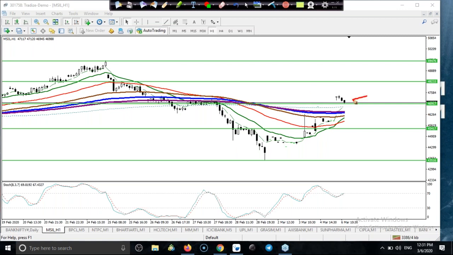First we have seen there is a buy opportunity above 4, 6, 9, 1, 7. There is a buy opportunity. Next, if price retraces again, there will be another buy opportunity around 4, 5, 4, 1, 7. Once again, if price breaks this level around 4, 8, 2, 3, that will be another buy opportunity. So we have seen there are 3 buy opportunities.